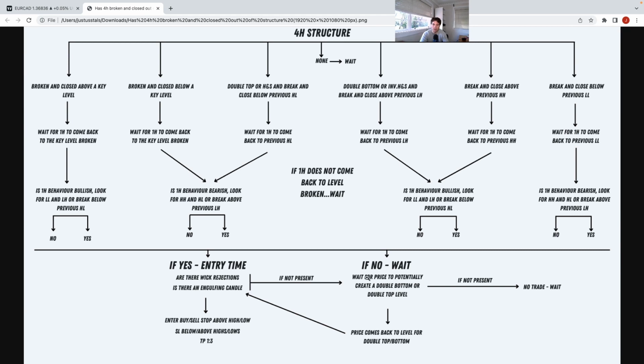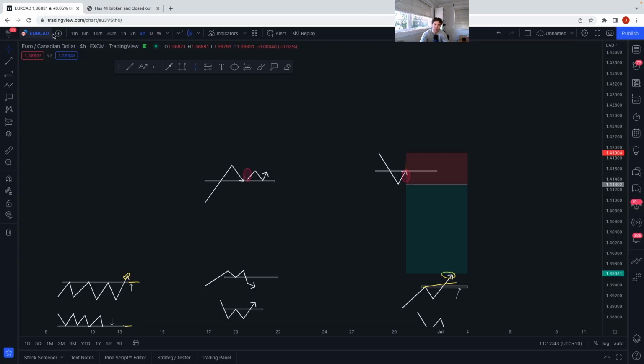Okay. So you can see here, price comes back to the level for a double top, double bottom. Then we move back to this thing. Are there wick rejections? Is there an engulfing candle? And this is on the second touch. So this is on this touch right here. We still want to see wick rejections and an engulfing candle right here before we enter.